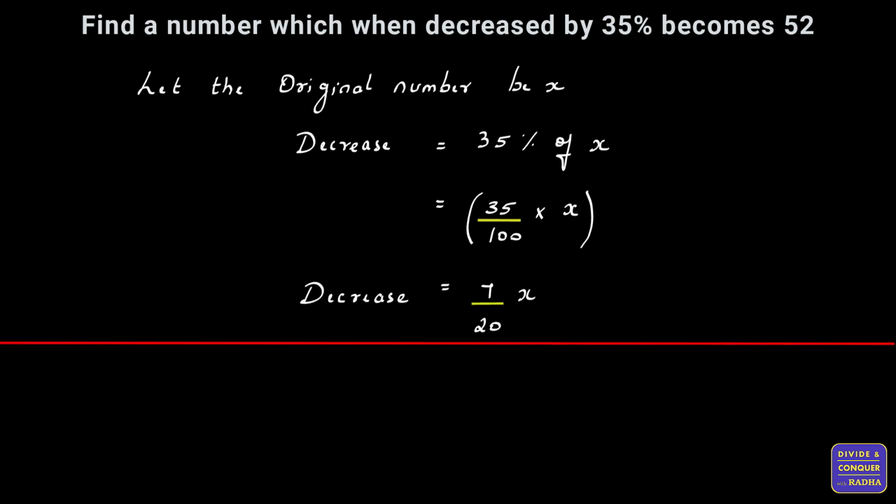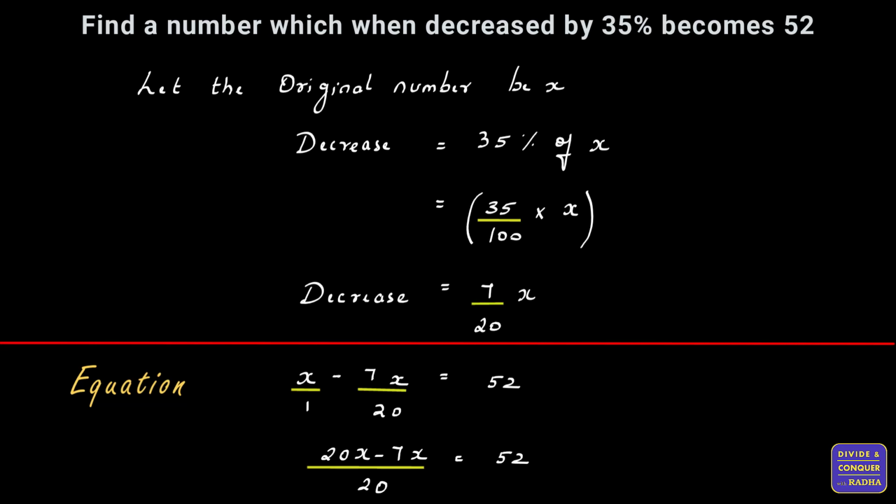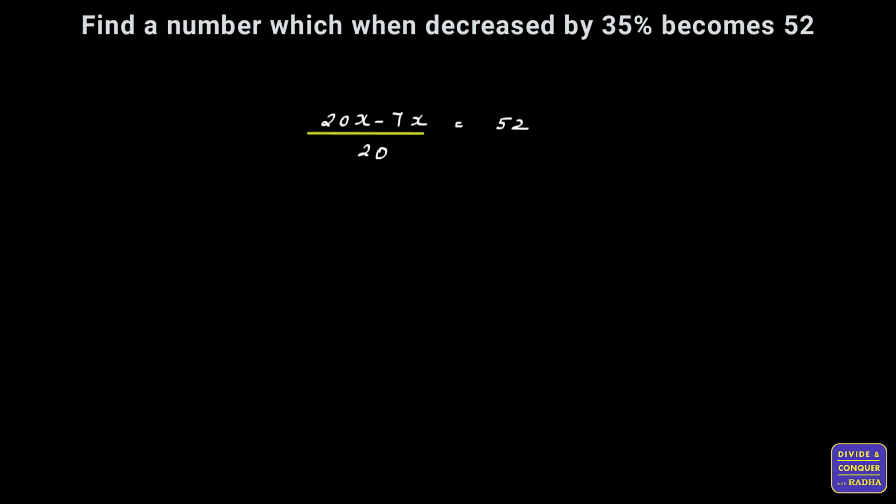Now let's frame the main equation. Original number minus the decrease gives us the new number. So replacing that with the above values, we have x minus 7 by 20x is equal to 52. LCM of 1 and 20 is equal to 20. So 1 times 20 is 20, x times 20 gives us 20x. So 20x minus 7x by 20 is equal to 52. 20x minus 7x is equal to 13x divided by 20 is equal to 52.